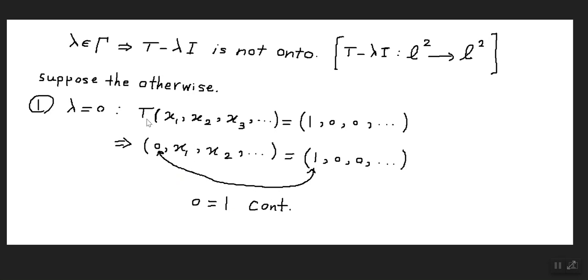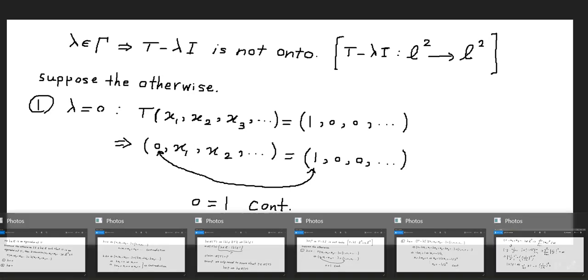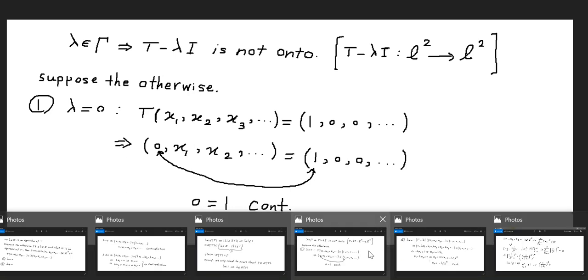So it means T cannot be onto. T cannot be onto. It means we took this in L2, but there is no element to cover this under T. Now, look at the next page.